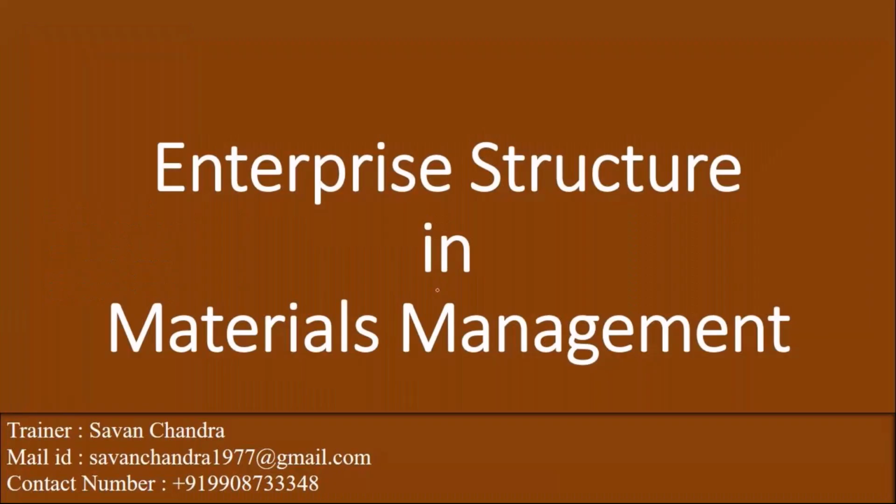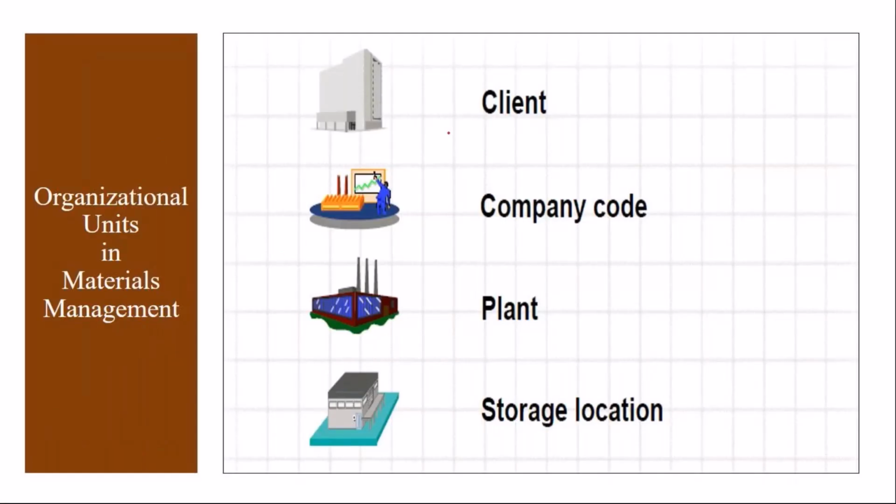So first we'll start with the enterprise structure in logistics, basically in materials management. Here we will be covering first client, what is company code, what is plant, and then what is storage location. Once we cover this, we will move on to the organizational units related to SD and CS.